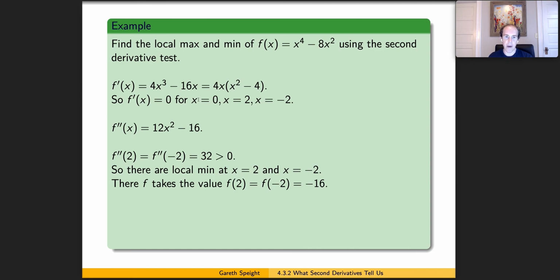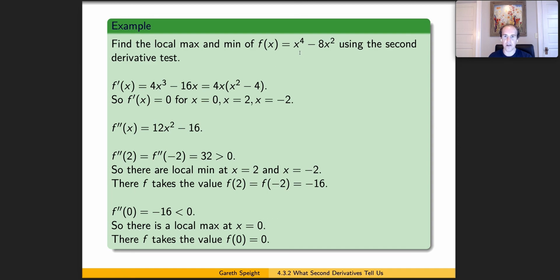Okay, and then we go back and we do our x equals 0 case. So if we plug 0 into the formula for the second derivative, we get minus 16, which is negative. Okay, and if the second derivative is negative, we remember that means there is a local max. Okay, so there is a local max at x equals 0. And we can go ahead and find the value of f at that point just by plugging in. We get f of 0 equals 0. So there is a local max at x equals 0, and the value is 0.